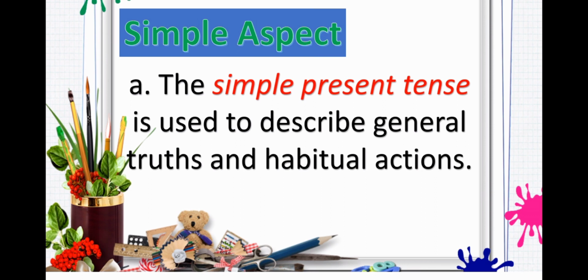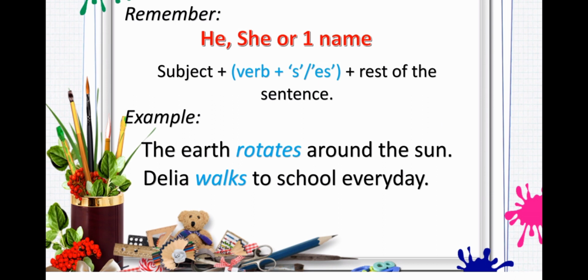Let's discuss the first one. The simple present tense is used to describe general truths and habitual actions. Okay, so meron tayong dapat na susundin na pattern or rule. Kapag ang subject ay he, she, or one name only, ang gagamitin nating rule ay subject plus verb, dagdagan natin ng s or es ang ating verb, plus rest of the sentence. Example, the earth rotates around the sun. Delia walks to school every day.